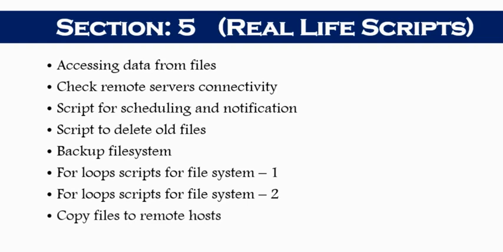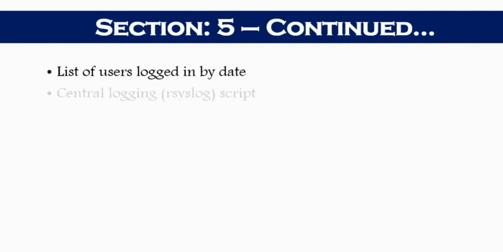Moving on, copy files to a remote host. User directory assignment. You will see how we could check if a directory exists and it doesn't belong to the user. This is a security risk, and we'll see how we could put a script around it. Real-life examples. Again, moving on in section 5, which is not finished yet. List of users logged in by date.